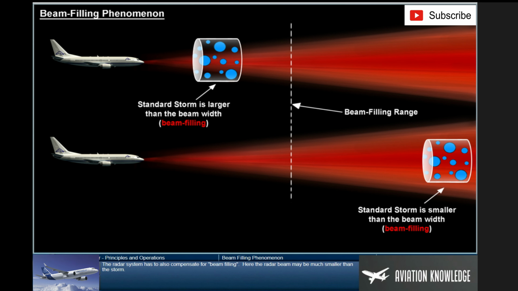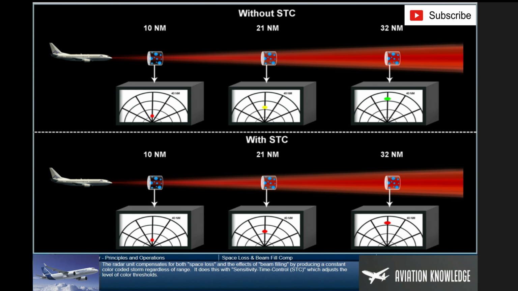The radar system has to also compensate for beam filling. Here, the radar beam may be much smaller than the storm. The radar unit compensates for both space loss and the effects of beam filling by producing a constant color-coded storm regardless of range. It does this with sensitivity time control, or STC, which adjusts the level of color thresholds.